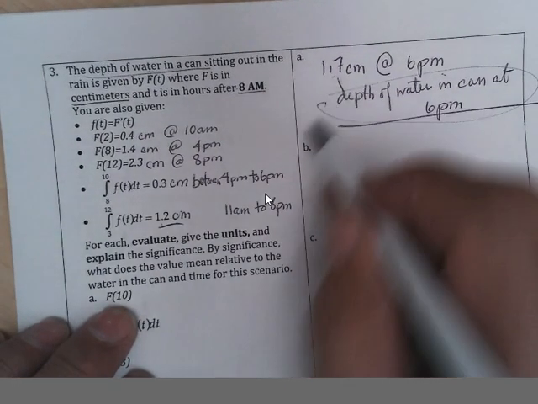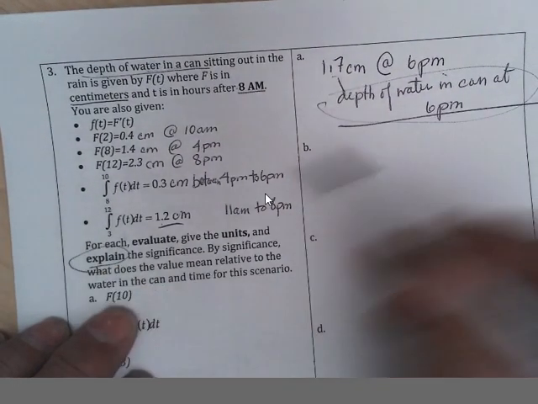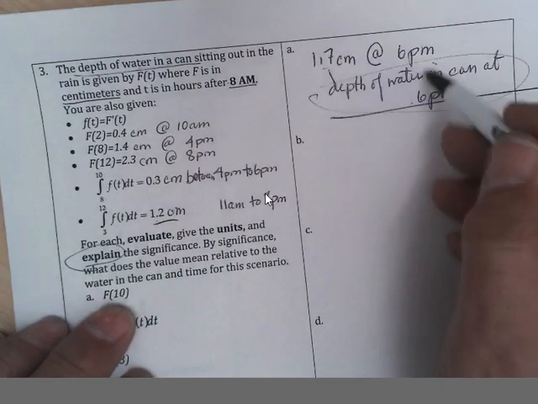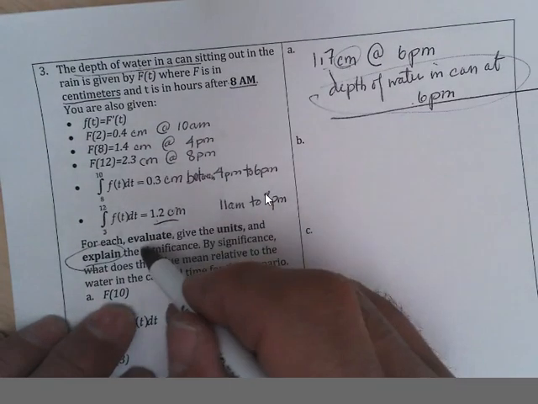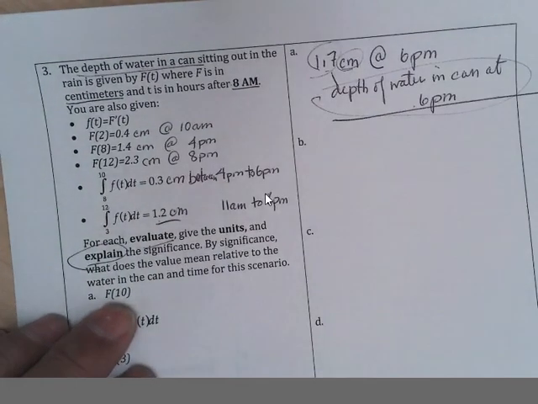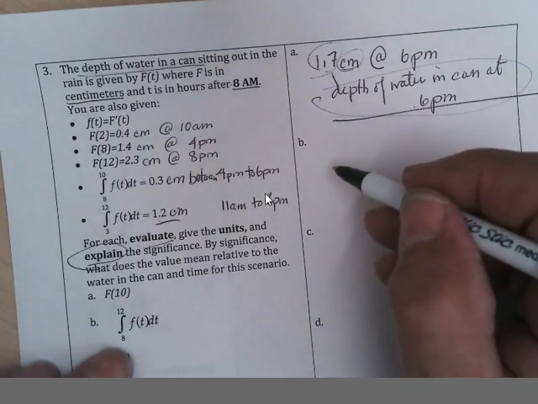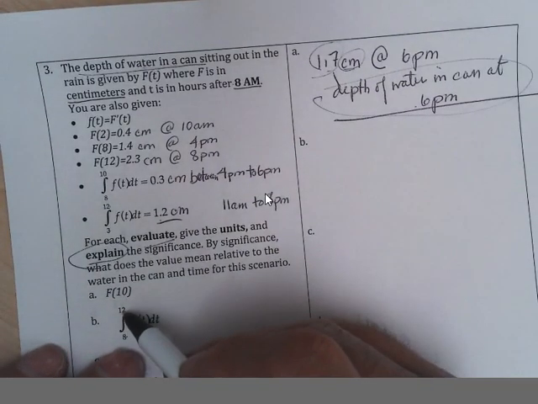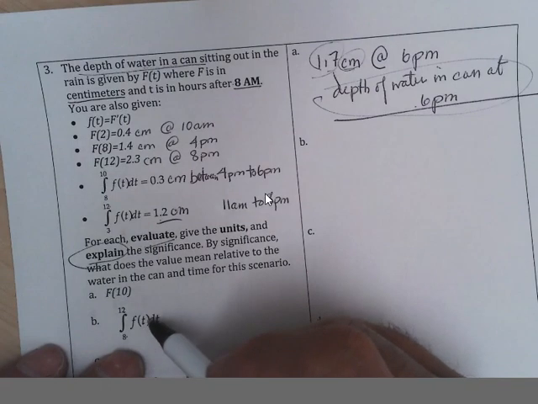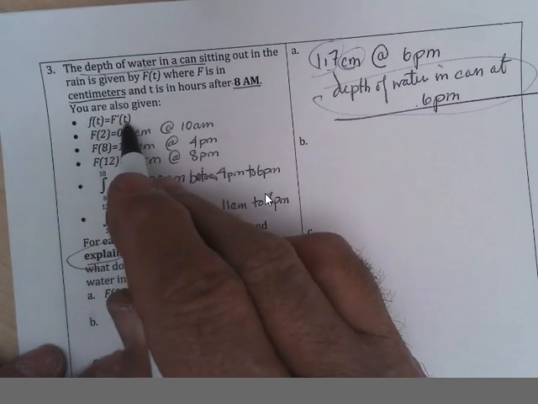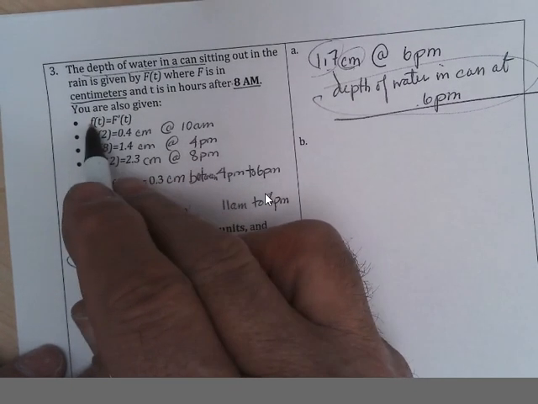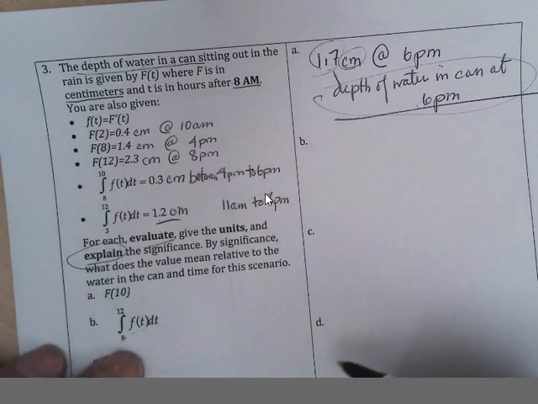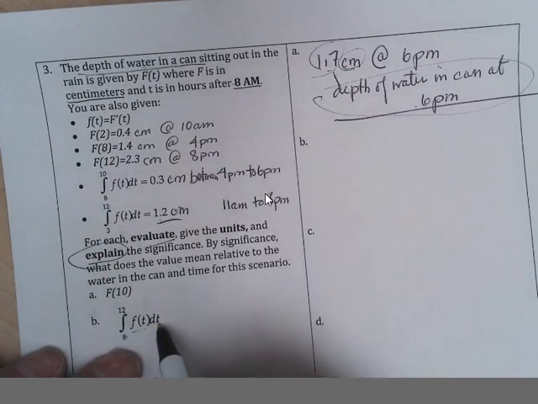This is explaining the significance to the problem. This is the units, and this is the value. B. How much did it increase? Remember, the integral gets the area, which tells you how much the antiderivative changes, and the antiderivative is F. That's what it says here. The derivative of F is this, so the antiderivative of F is that, capital F. So this tells us how much the depth changes.